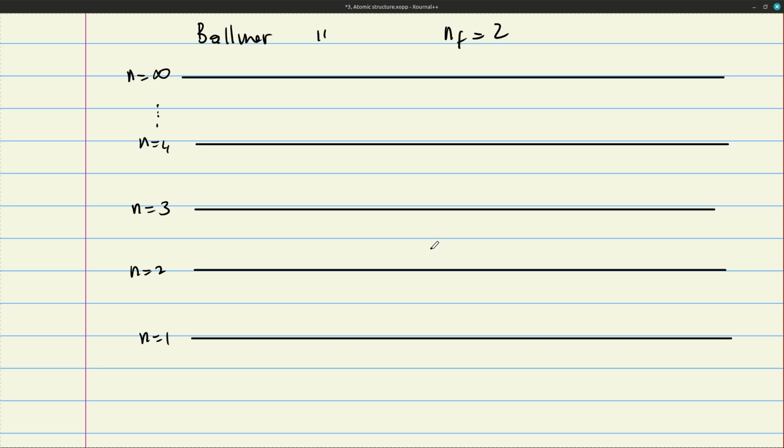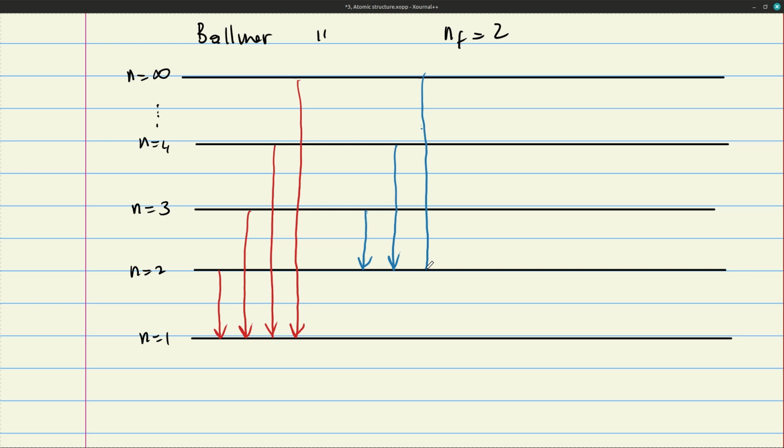Here is the Lyman series. So this is the first one, this is the second one, this is the third one, and this is the last one, the terminating wavelength. So the second Balmer is this. So there's this one, dot dot dot, and a terminating one like this.